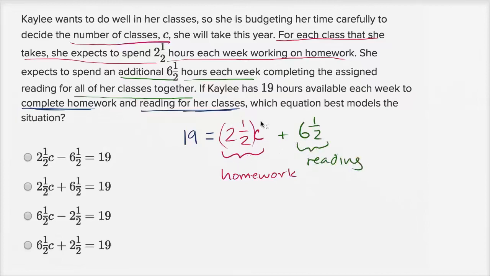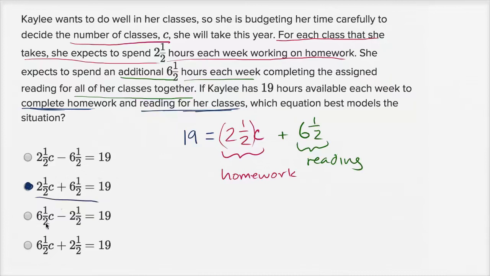And so the amount she spends on homework plus the amount she spends on reading need to add up to 19 hours. So which of these choices are what I just wrote over here? They have the 19 on the other side, but let's see. They have 2.5 C minus 6.5. No, that's not this. 2.5 C plus 6.5, yep, that's what we have over here, is equal to 19. Yep, that's this choice. The only difference between this and what I wrote is they just swapped the two sides of the equality, which you can always do.